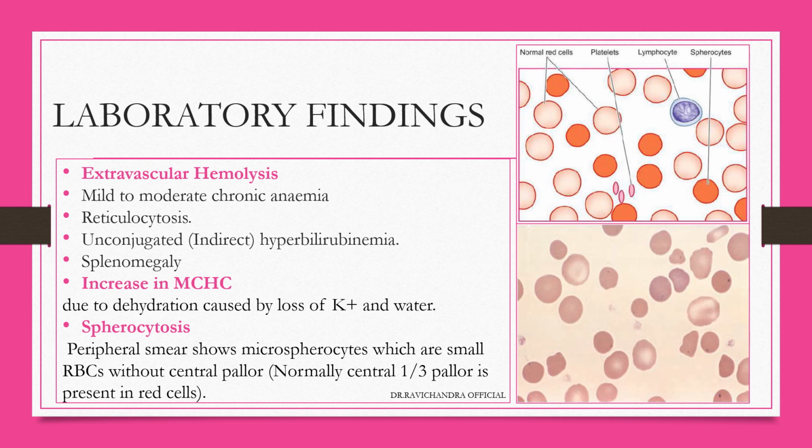And there will be spherocytes. Peripheral smear shows microspherocytes, which are small RBCs without central pallor. Normally, there is a central one-third pallor present in a red blood cell. Here, there will be no central pallor. As a result, MCHC is increased. You can appreciate that in the picture shown.